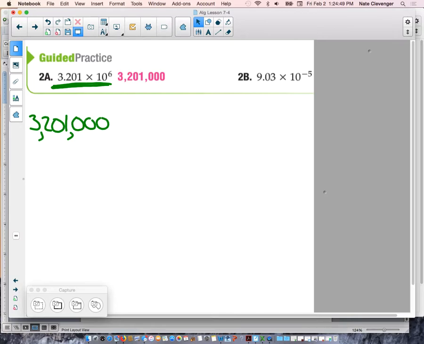Okay, Madeline. Which direction are we going to move this one? We're going to move it left, so we have to go 1, 2, 3, 4, 5. That means we have 4 zeros.